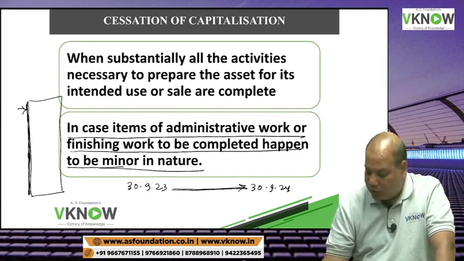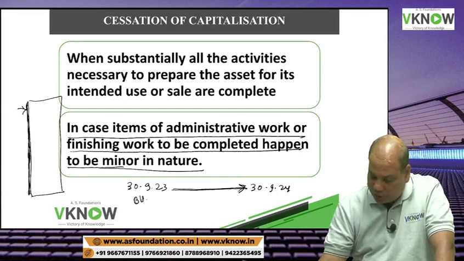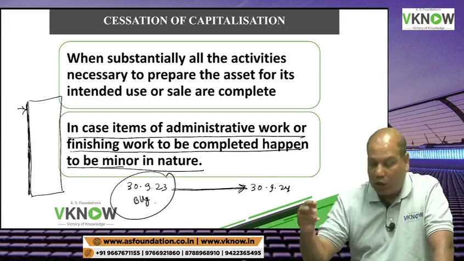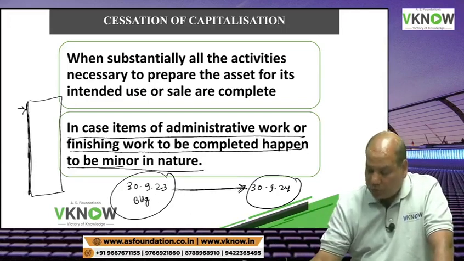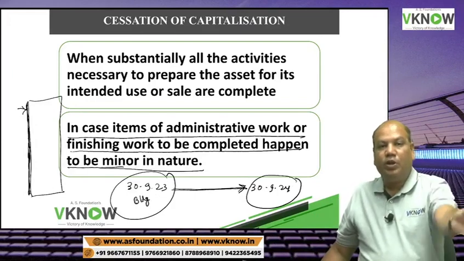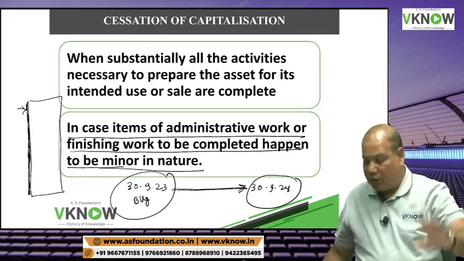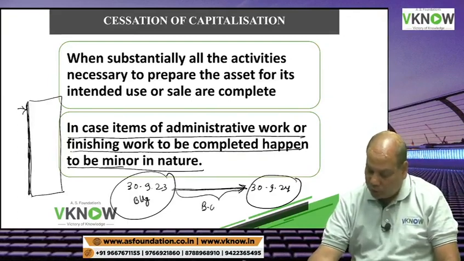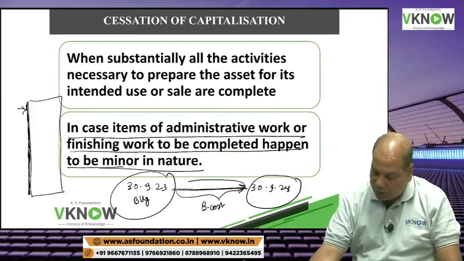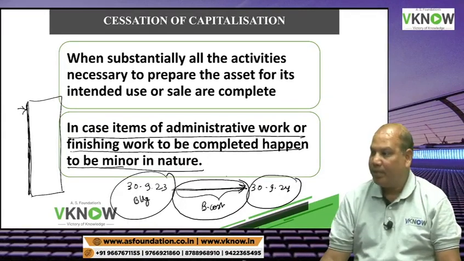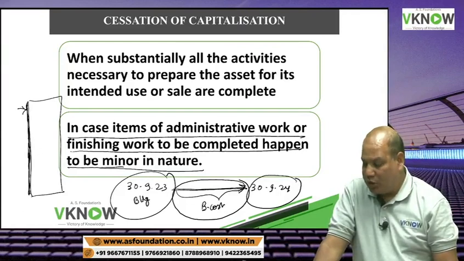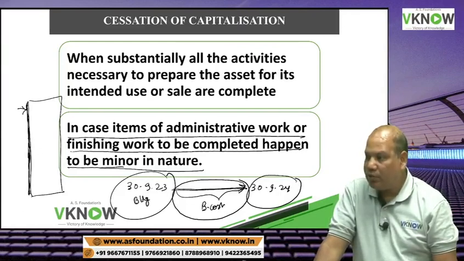My question is, the building is substantially ready on this date, only outer walls were remaining to be painted, which were painted on 30th September 24. What happens to the borrowing cost incurred in this period? Please reply. What happens to the borrowing cost incurred between 30th September 23 to 30th September 24?